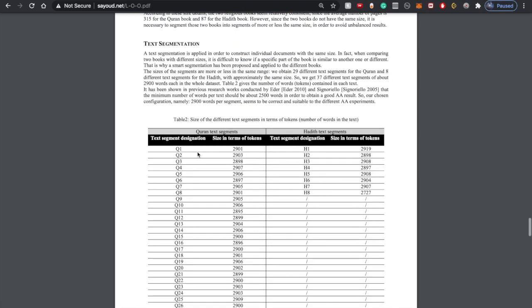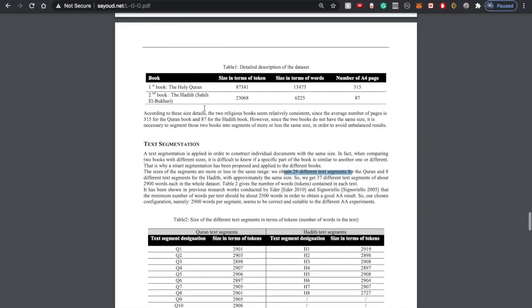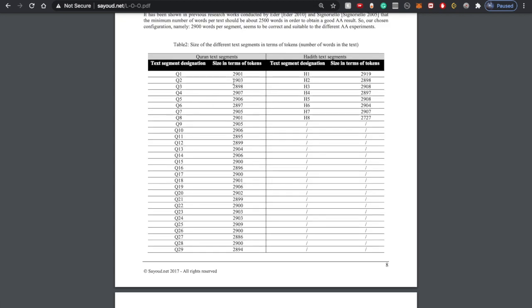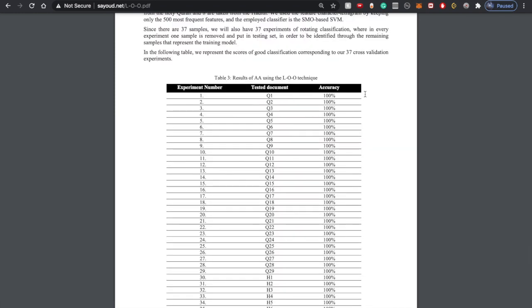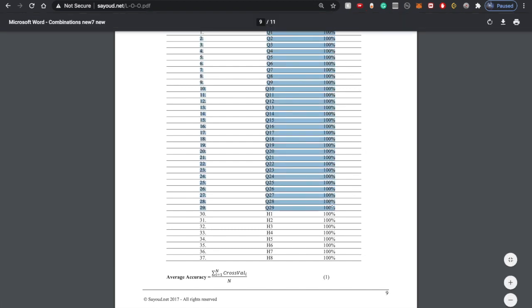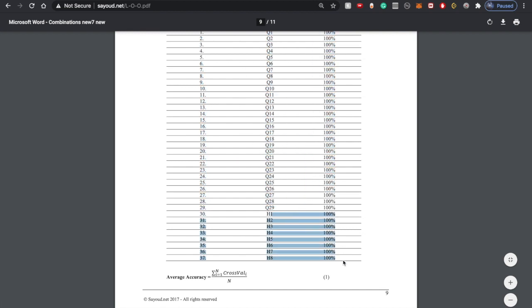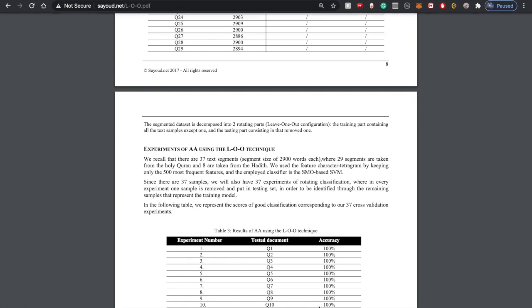So in this case, they had 29 different text segments for the Quran and 8 different text segments from the Hadith. And you can see they're pretty much of the same tokens, which means the amount of words used is pretty much the same. And you can see all the Quranic segments are 100% perfectly passing the test. All of them belong to the same Quranic segments. The Hadith ones are perfectly belonging to each other. So the Hadith ones belong to the Hadith, and the Quran ones belong to the Quran, and they all perfectly match up 100%.